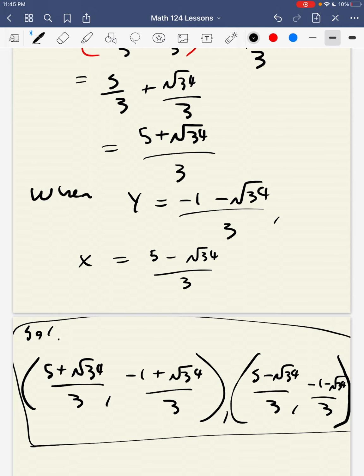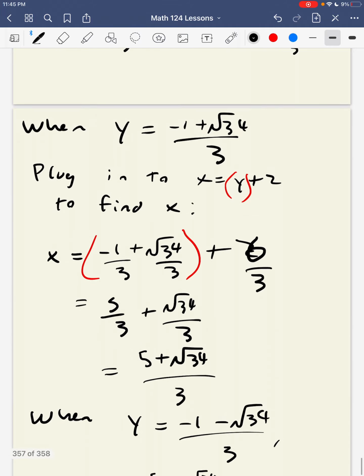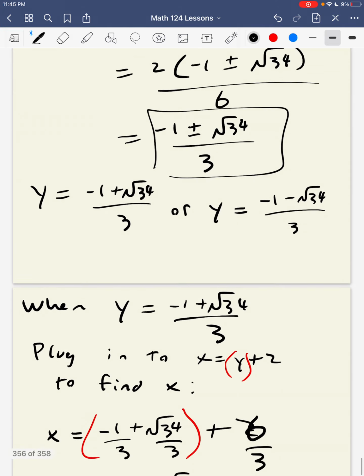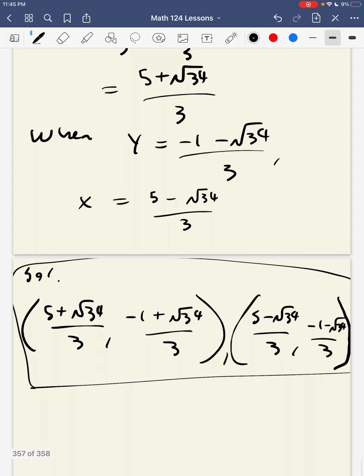Okay, so that is how we will solve the problems in this section. You can either use substitution or elimination. You will typically have more than one answer. You just have to think about every case and be careful about that.